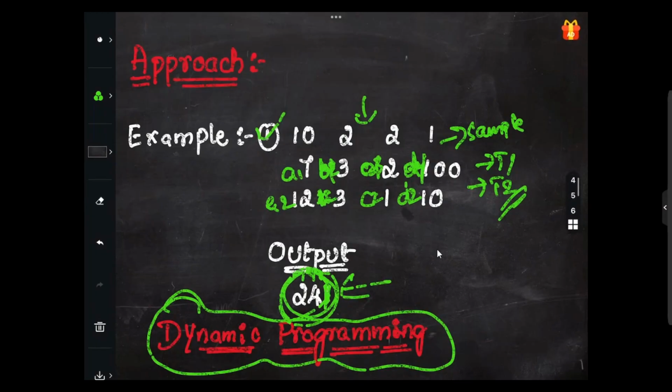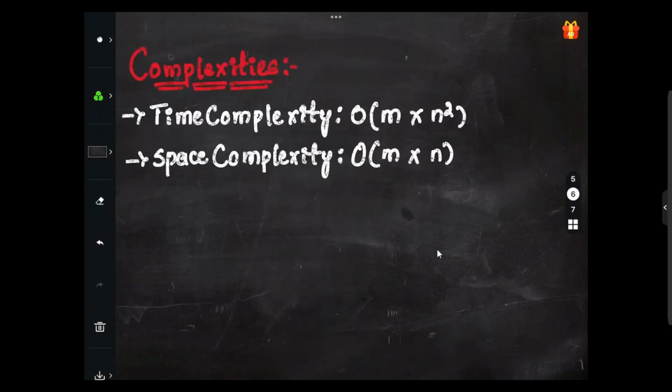As we are completely familiar with the approach, let's quickly discuss the complexities part. What will be the time complexity here? The time complexity would be big O of m into n square. Basically it will be big O of n into m into n into max count per state. So in the worst case it would be big O of m into n square.